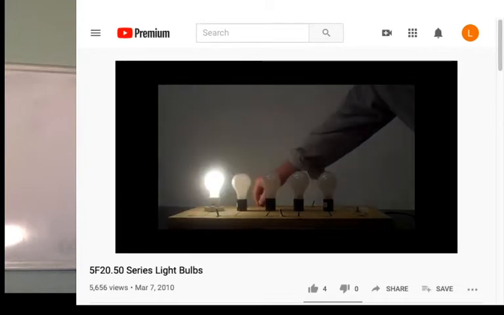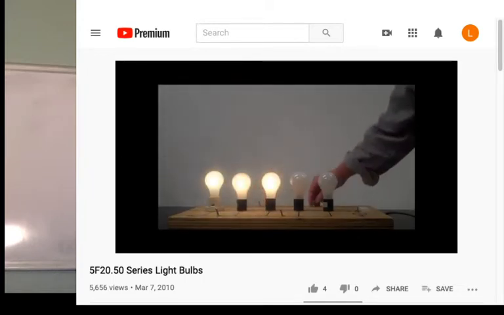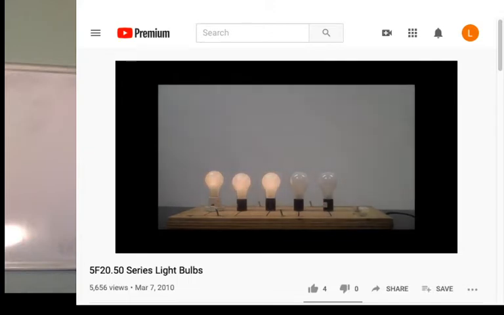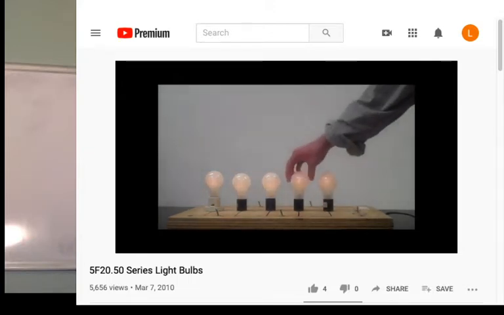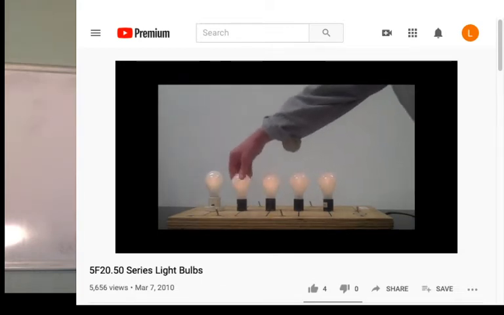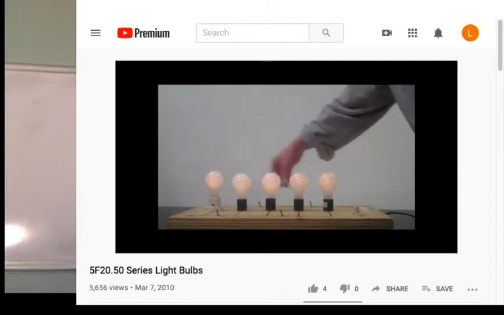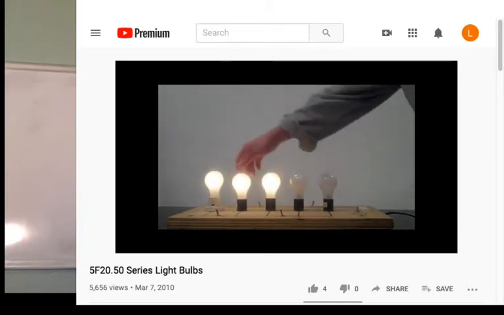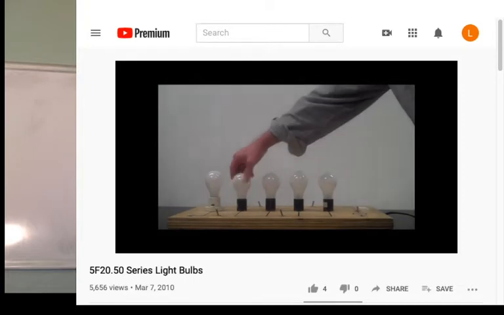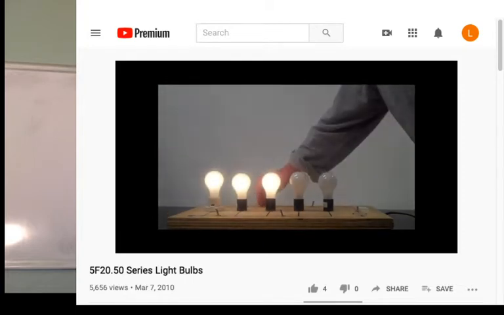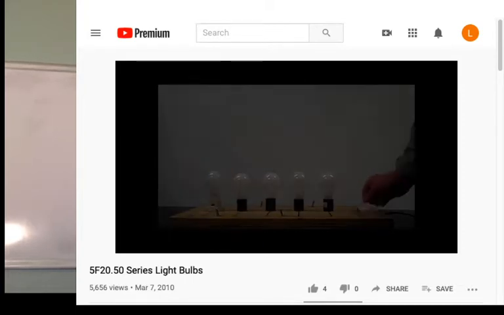All right, so there's 1 bulb in the circuit. Now there's 3. Now there's 5. They're going to remove 1 bulb and put it back in. Down to 3 bulbs again, and then down to 1.